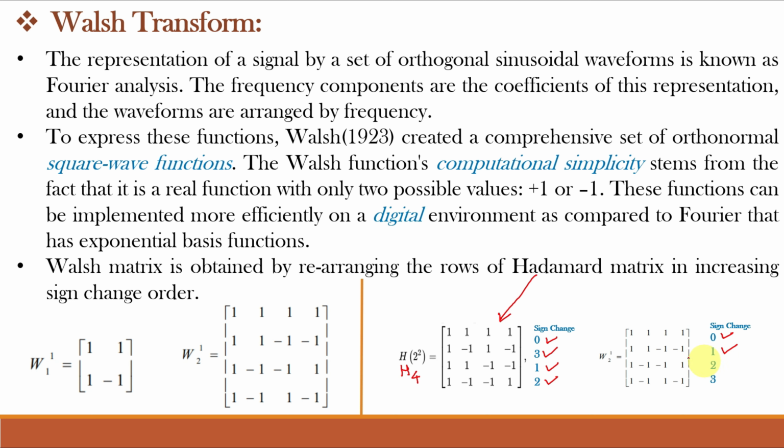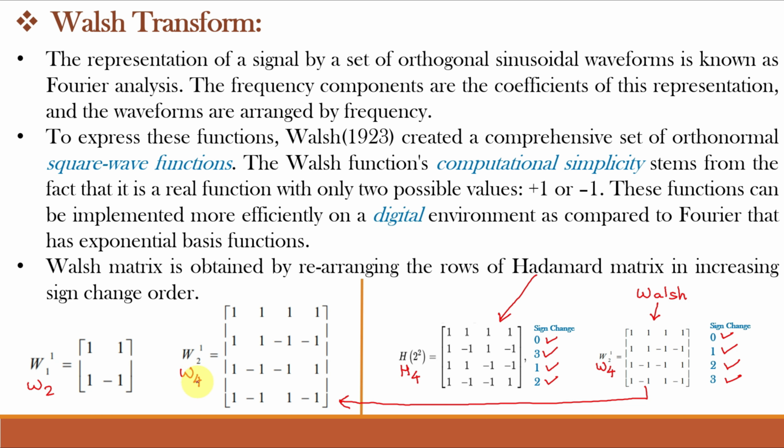Then we will write the two sign change row. Which is the two sign change row? This last one: 1, -1, -1, 1. And finally we will write the three sign change row. The three sign change row is this second one, right? 1, -1, 1, -1. So the Walsh matrix is obtained by rearranging the rows of the Hadamard matrix in increasing sign change order 0, 1, 2 and 3. So this is the Walsh matrix, which we will call W4. And remember, W2 is the same as H2, that is 1, 1, 1, -1.